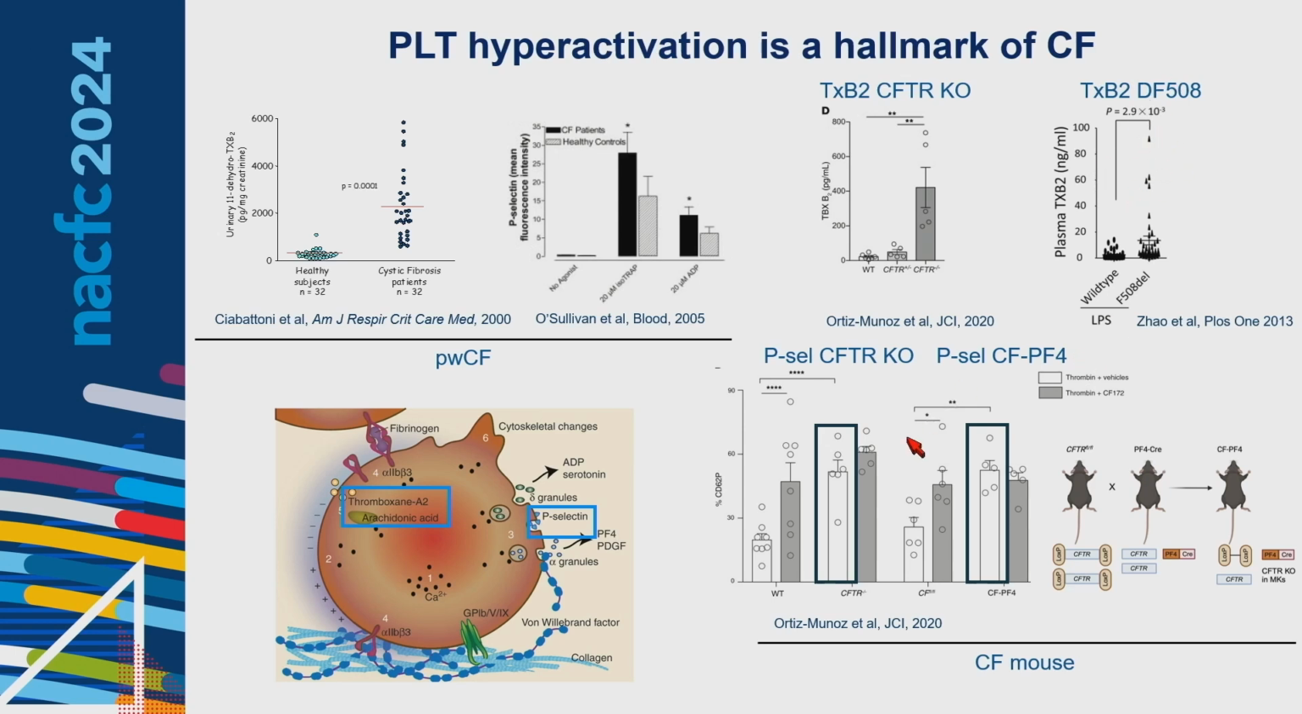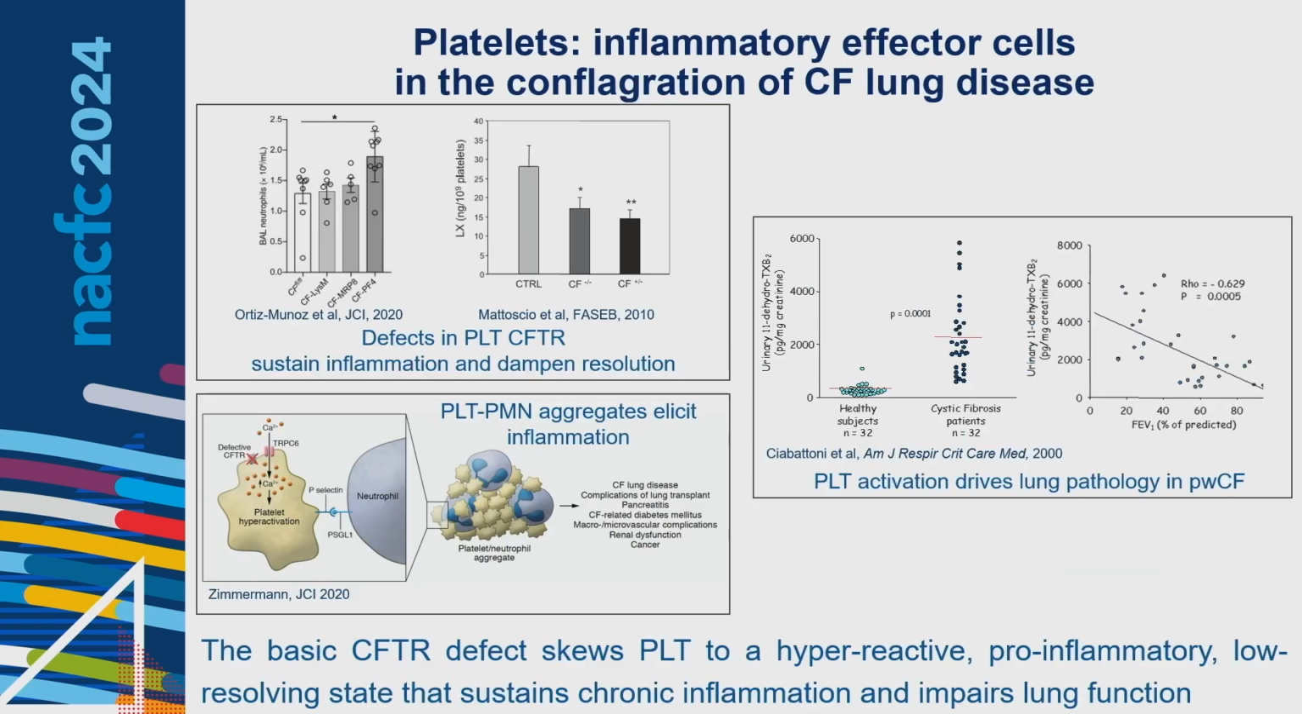And importantly, we can also observe an increased expression of P-selectin in CFTR KO mice again, but also in this newly generated mouse model in which CFTR has been depleted only in platelets, which has been named CF-PF4 by Mark Looney in San Francisco, who generated these mice. So collectively, these results suggest that the basic CFTR defect is responsible for platelet activation.